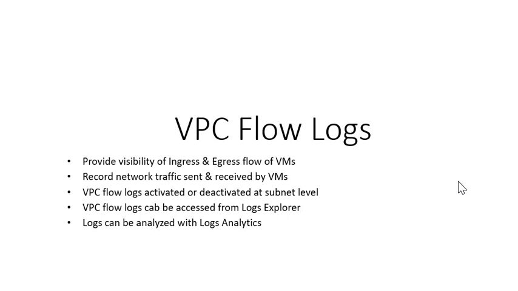To check the VPC flow logs, you can go to the Log Explorer, and from Log Explorer you can check not only VPC flow logs but all the logs, activity logs, NAT logs, every logging you have enabled in your GCP. You can also analyze all the logs with the help of Log Analytics.